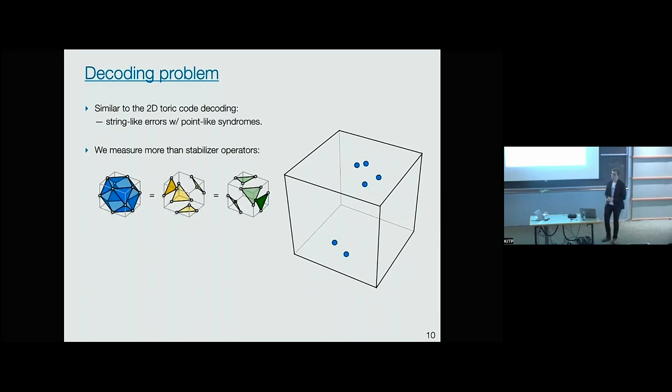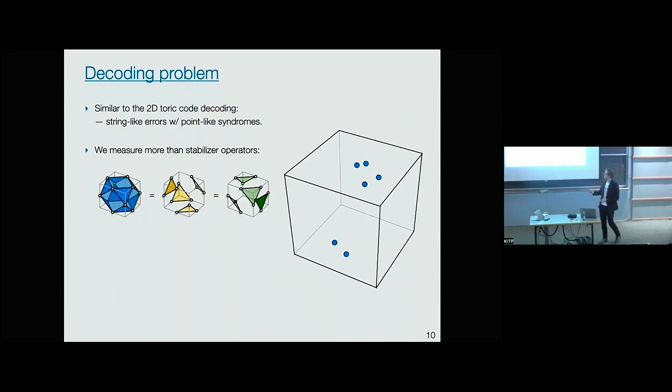So we measure more than just stabilizer operators. I told you that we measure parity checks, and then from those parity checks, we can infer what the measurement outcomes of the stabilizer operators would be if we measured those stabilizer operators. And remember, I was telling you that the stabilizer operator can be formed in one way or the other way. So let me color those two sets of parity checks in yellow and green.